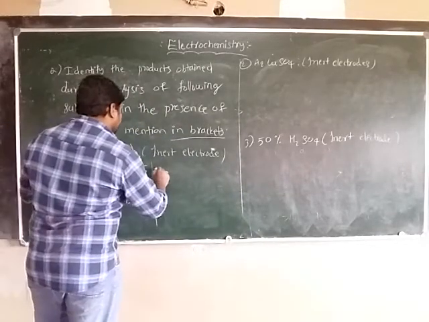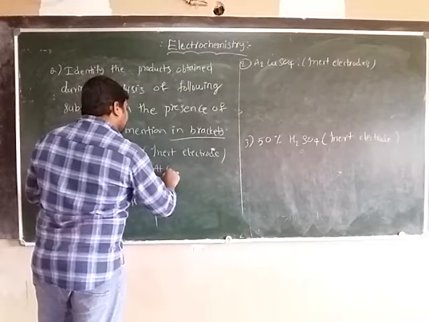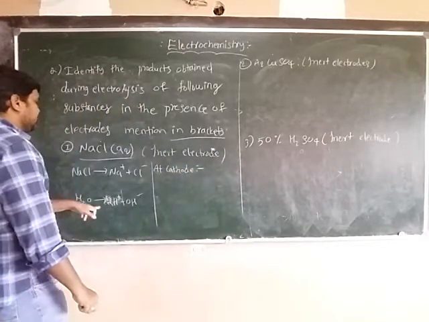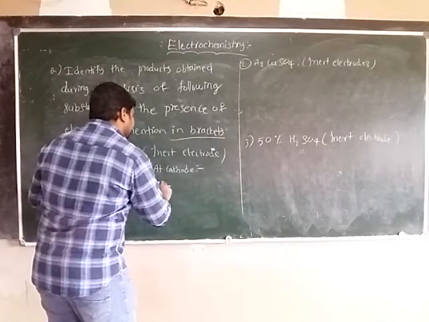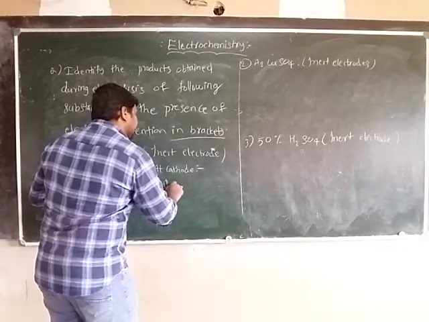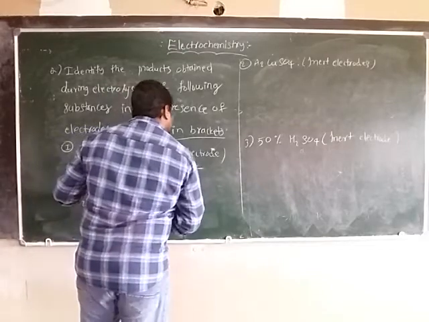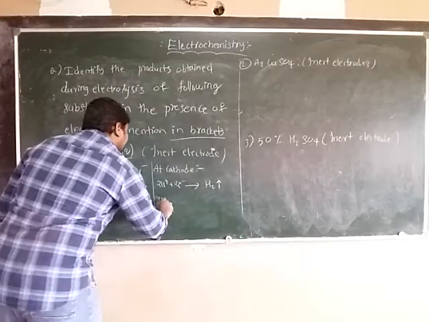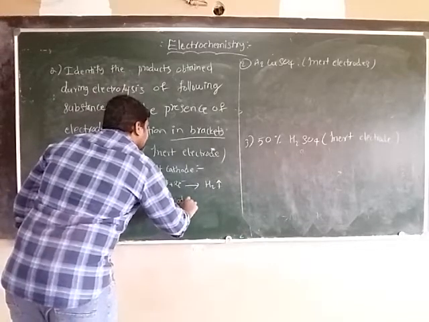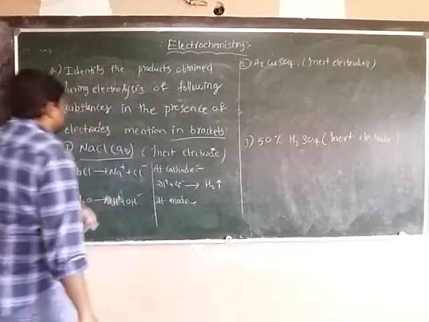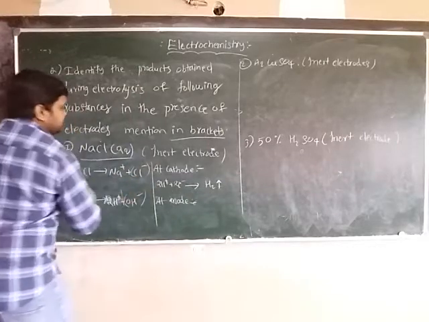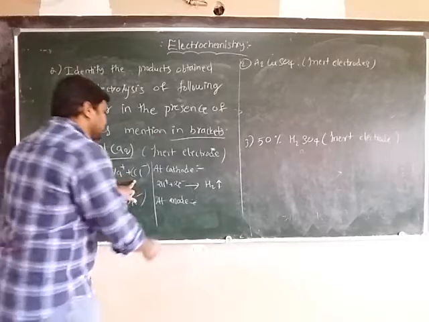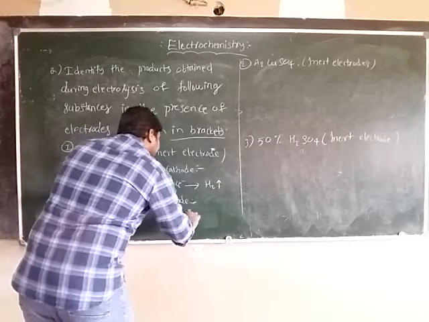So at the cathode, reduction of cations takes place. So 2H+ plus 2 electrons gives hydrogen gas at the cathode. At the anode we have two ions, Cl- and OH-, and Cl- has the lowest discharge potential. So at the anode, oxidation takes place.